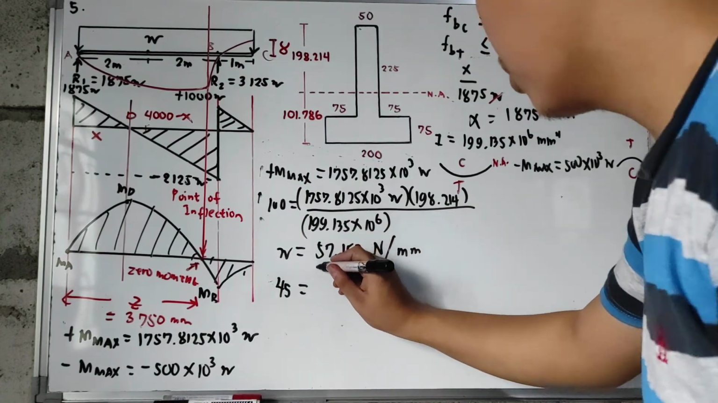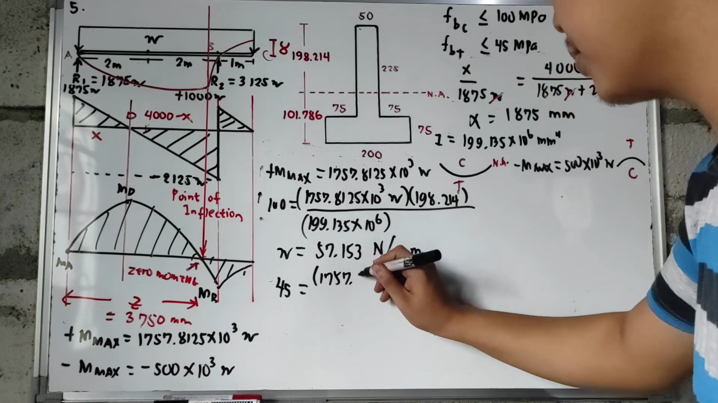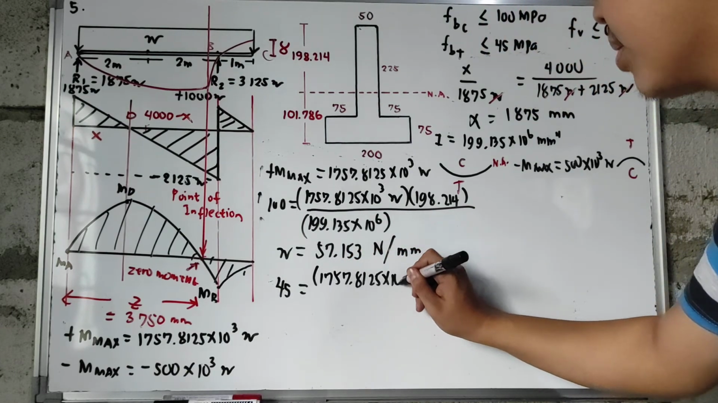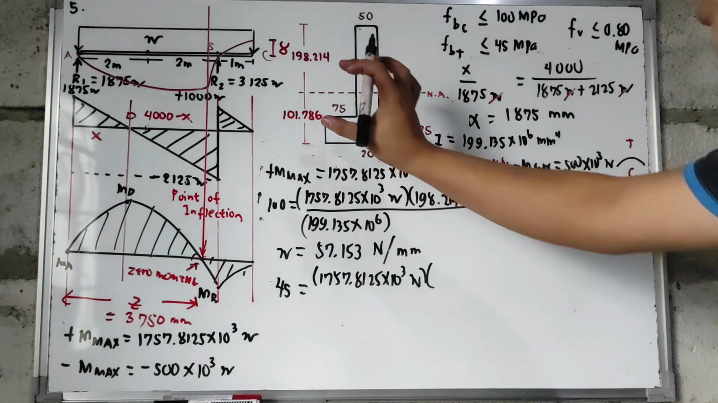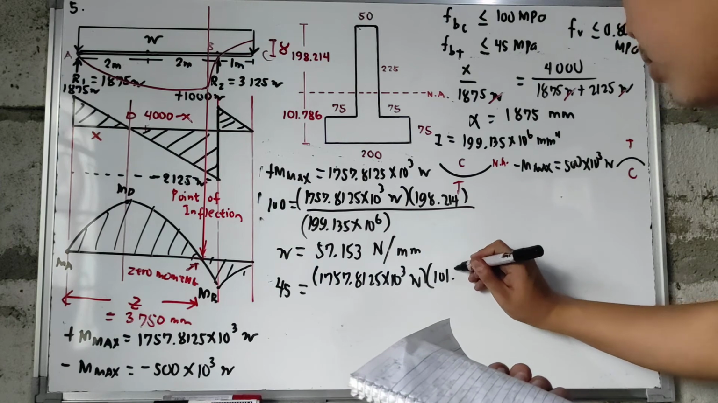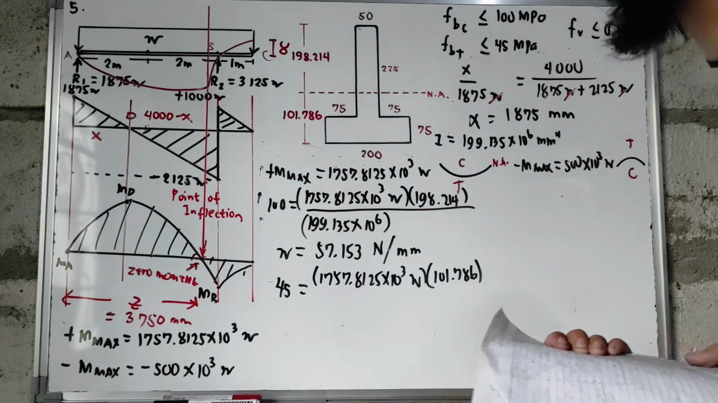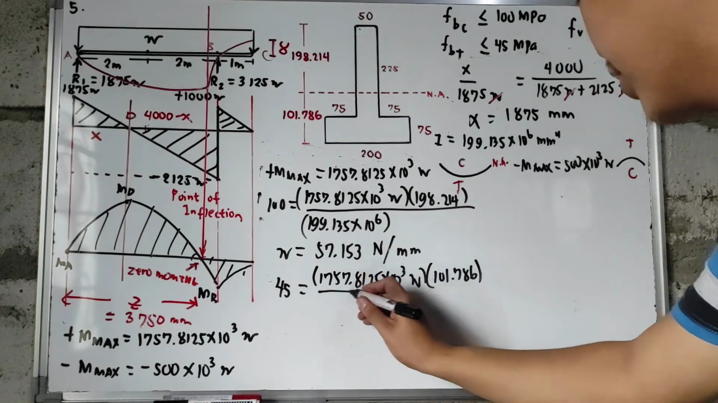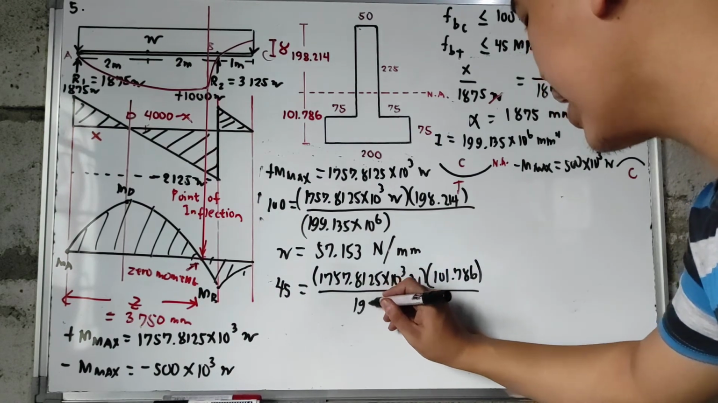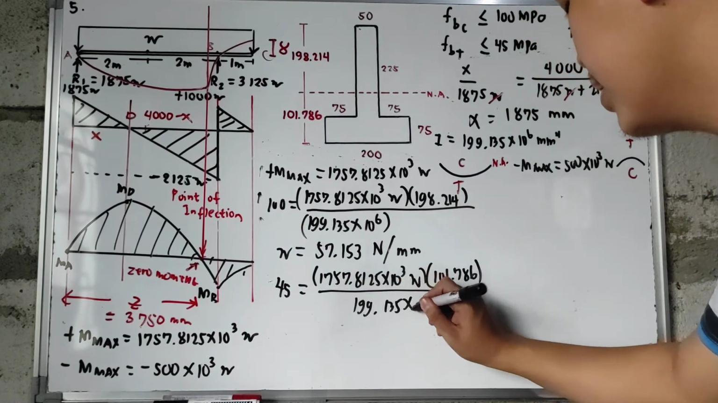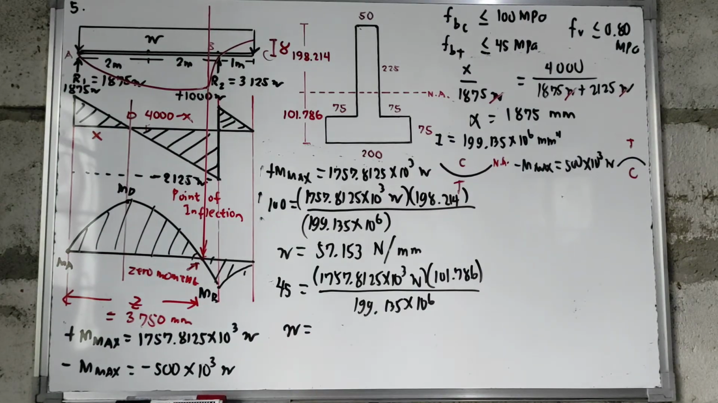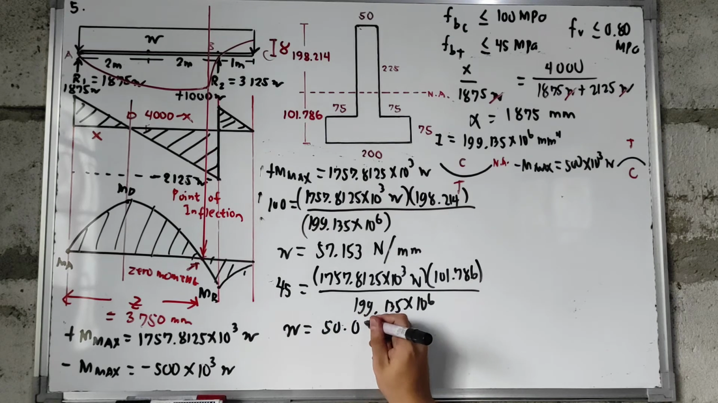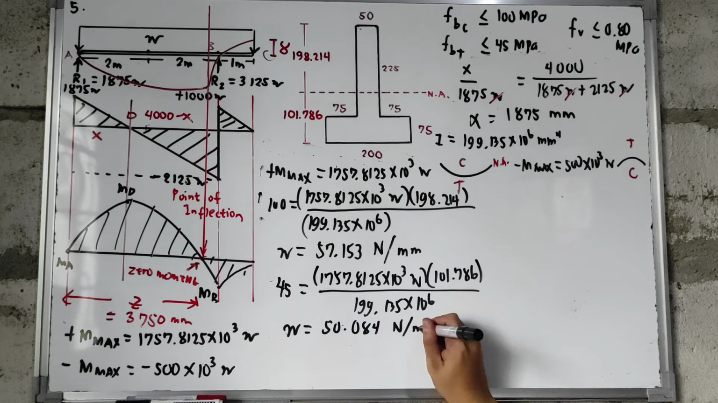If we will consider naman yung tension naman natin, so we have 45 is equal to 1,757.8125 times 10 raised to 3W, and the value of your C in tension is equal to 101.786 all over yung I natin, which is equal to 199.135 times 10 raised to 6. So the value of your W is now equal to 50.084 Newton per mm.